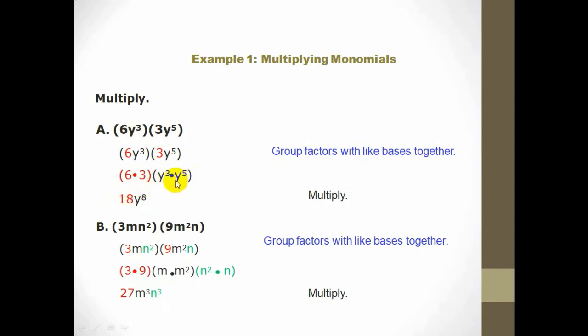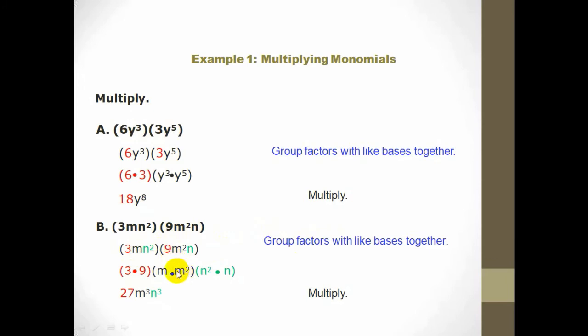Since the bases are the same, keep the base the same: y power 8. Similarly, for the multiplication of 3mn square into 9m square n, again group factors with like bases together. So 3 and 9 are like terms, and now group the factors with like bases.